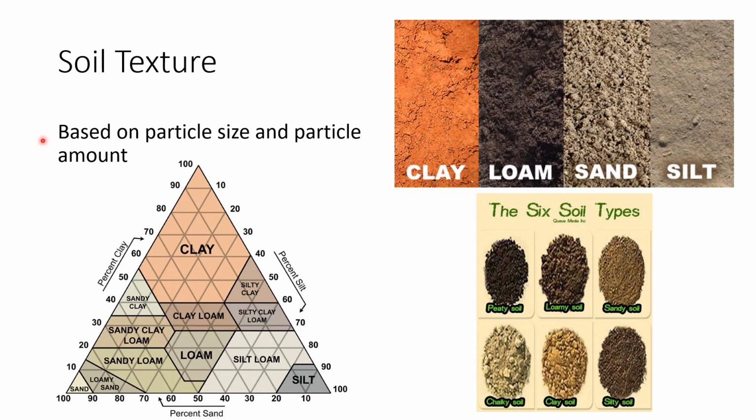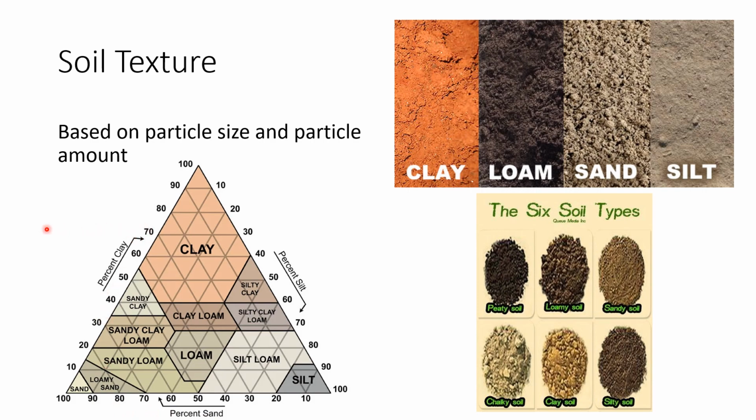But soil texture is based on the particle size and the amount of those particles that are contained within the soil. So basically we break it down into four groups of particles called clay, loam, sand, and silt. And those make up a bunch of different types of soil. And so you can use this handy little soil pyramid here that bases percent silt, percent sand, and percent clay to find out what kind of soil you've got going on there.